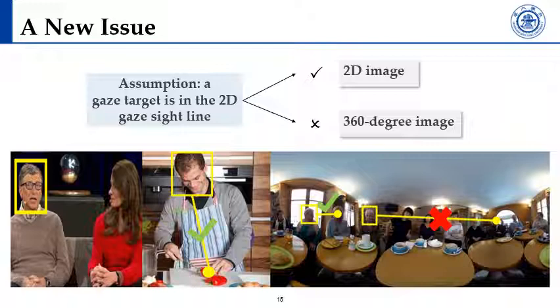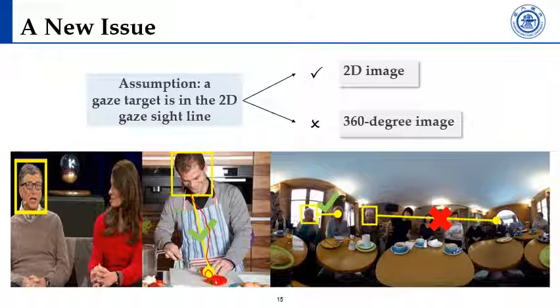However, detecting gaze targets in 360-degree images raises a new issue. Previous methods all used FOV attention. This has the assumption that a gaze target is on the 2D gaze sightline. This is true in 2D, right? For example, for this example, we can see that this is true. This is the sightline, this is the gaze target.